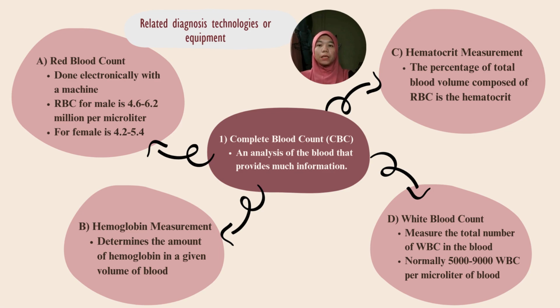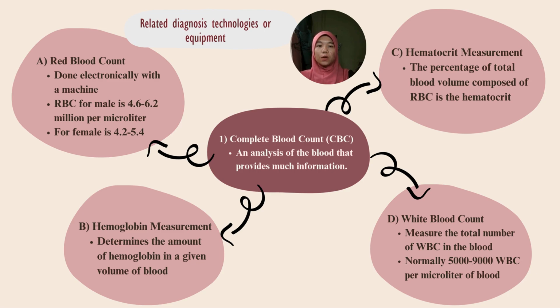RBC for the male is 4.6 to 6.2 million per microliter, and for the female is 4.2 to 5.4 million per microliter of blood. The second one is hemoglobin measurement. It is to determine the amount of hemoglobin in a given volume of blood. The third one is hematocrit measurement, which is the percentage of total blood volume composed of RBC.